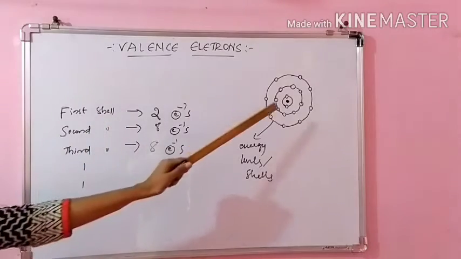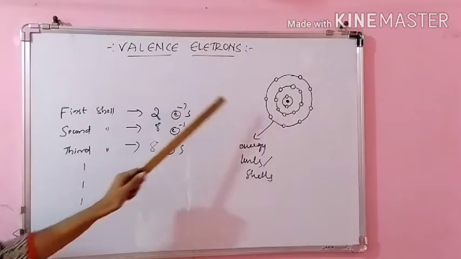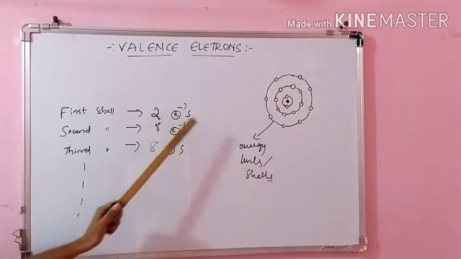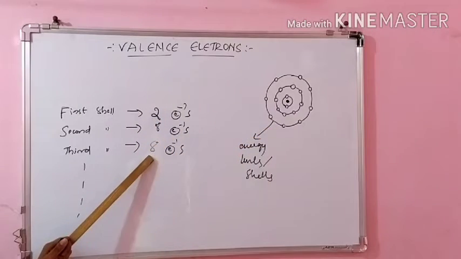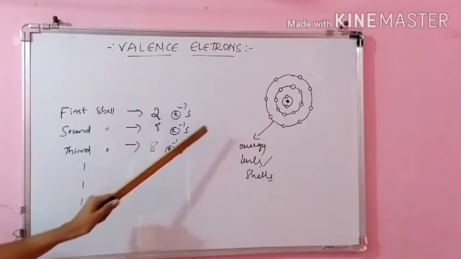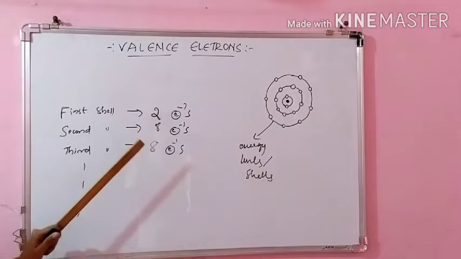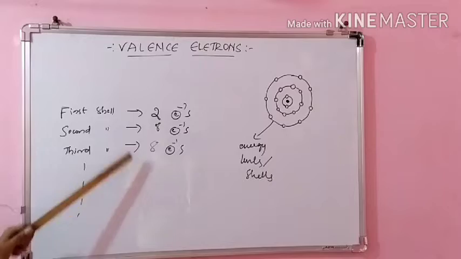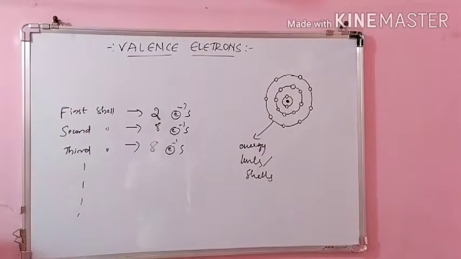So you should know that the first shell can accommodate 2 electrons, the second shell can hold 8 electrons, and this third shell can hold again 8 electrons. Further many energy levels will be there, but we will not be dealing with that today. With these only we will try to find the valence electrons.